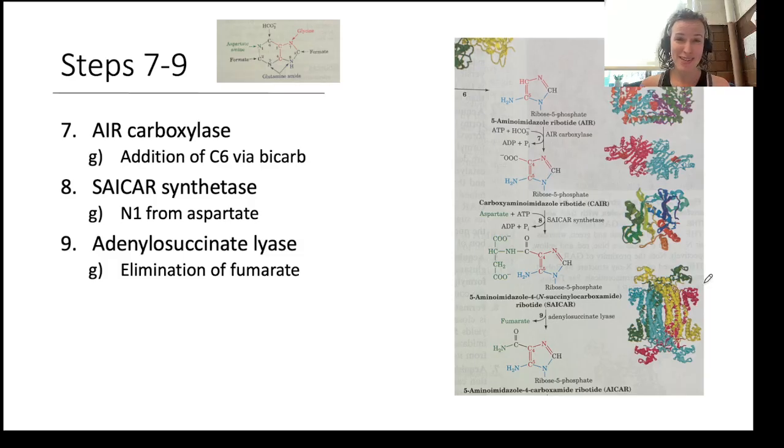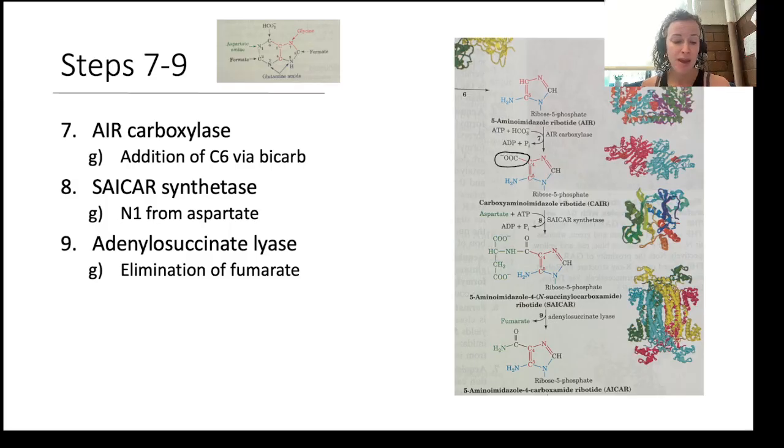What about the next 3 steps, folks? Remember, let's not focus on the details here. We're just getting an overview of the pathway to understand it. Step 7, performed by AIR carboxylase. We're adding the carbon 6, not via a 1-carbon transfer like we saw previously with a formyl group, but actually through bicarbonate. So that is C6 up here. That is being added, and on the structure, there it is.